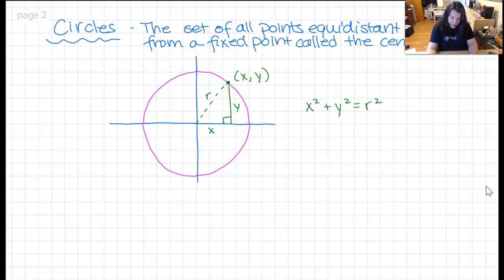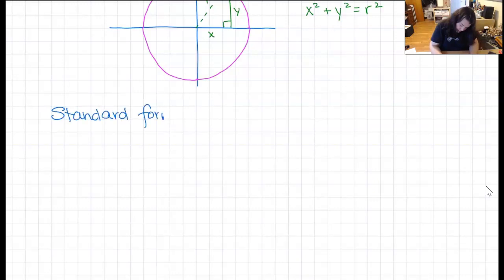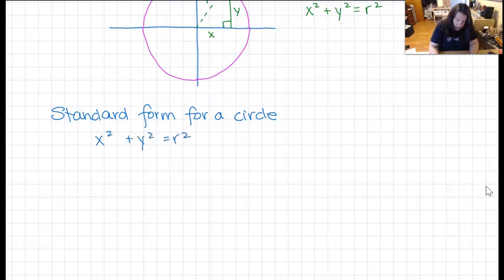Not very exciting. If we were to translate the circle, so we move the center off of the origin and put it somewhere else, then if we shift it by h and k units, h units left and right, k units up or down, we can come up with a more general form. And so, actually I should say standard form. So this is the standard form for a circle. First of all, we have this one. This is where the center is at the origin.